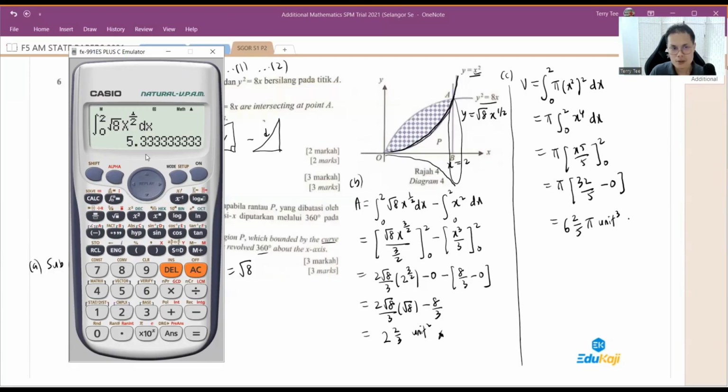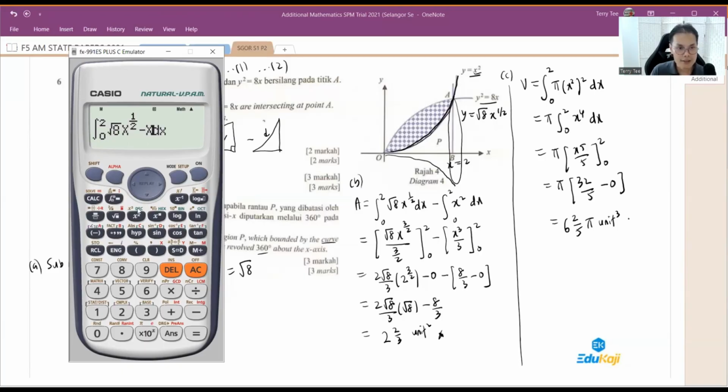16 over 5, this is 5.333, 5 and 1 over 3. So that's the thing. You need to type in the original function, then minus the second one. If you want, you can actually add them in here since they have the same limit. But this will take some time.